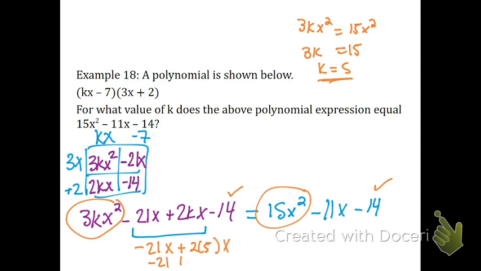And then as a quick check, in the middle terms here, plug that in and do a quick double check, and yes, it would simplify to the correct thing. Negative 21x plus 2kx: 2kx would be 2 times 5x, which is 10x, and negative 21x plus 10x is negative 11x. So that works out. So yes, k would be 5.